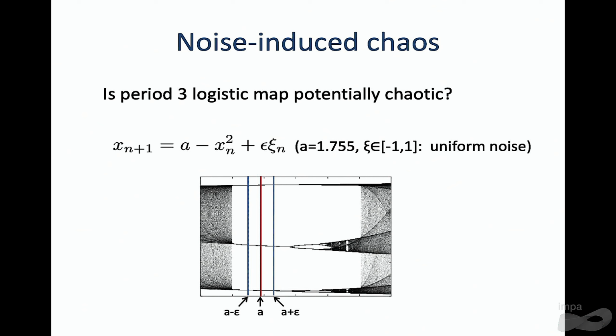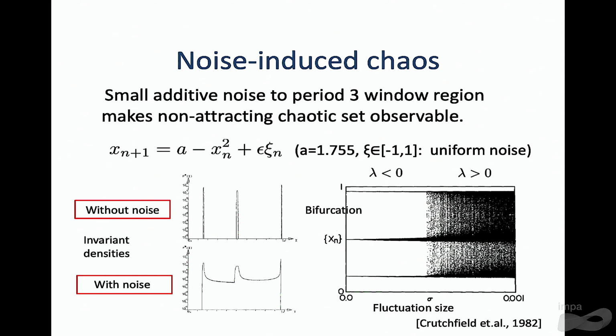The motivation is the period 3 logistic map, which is potentially chaotic. We are interested in whether this chaos, unobservable chaos, exists when we measure or perturb the system. So the answer is yes, and we have relatively small noise. This is the bifurcation diagram. This axis is the fluctuation size of the noise, and this is the bifurcation.